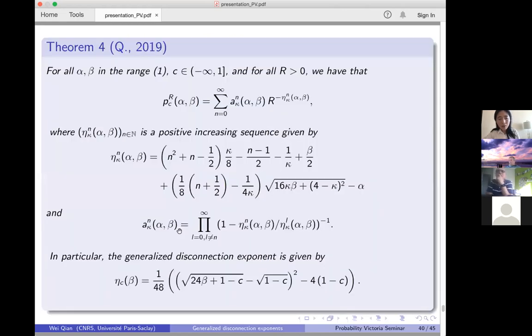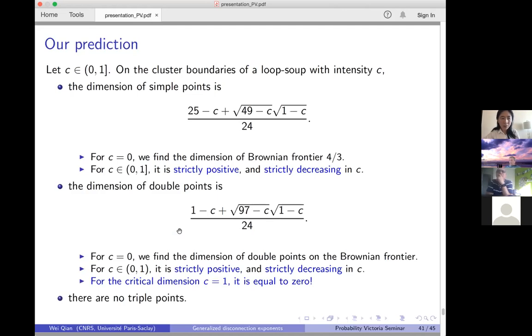Okay. Also, I skipped this slide, jump to the prediction. So once we compute the exponents, we are able to predict the dimension of multiple points on the boundary of clusters. So we predict that the dimension of simple point is given by this first formula. And I remark that for C equal to 0, we find the dimension of Brownian frontier. And for C between 0 and 1, this dimension is strictly positive and strictly decreasing in C.